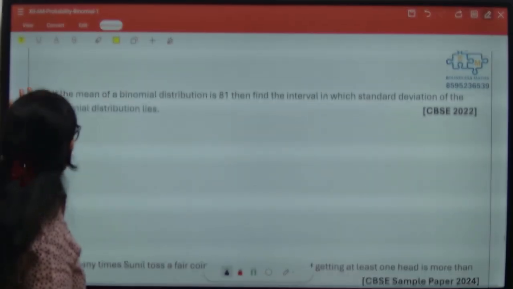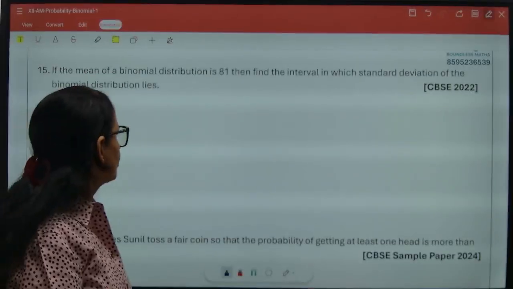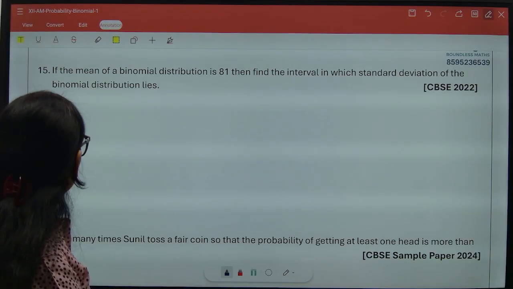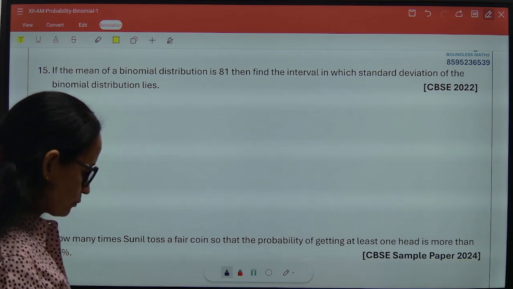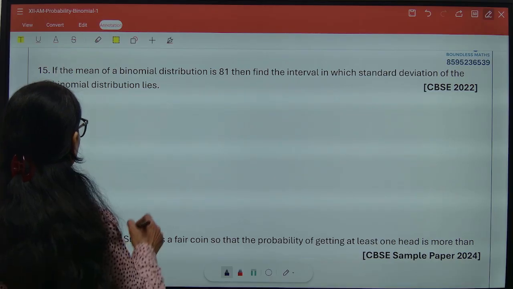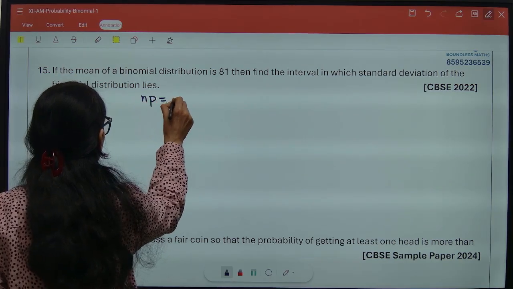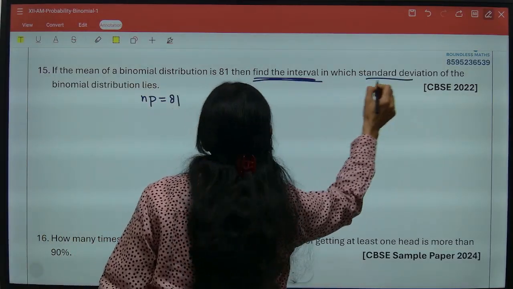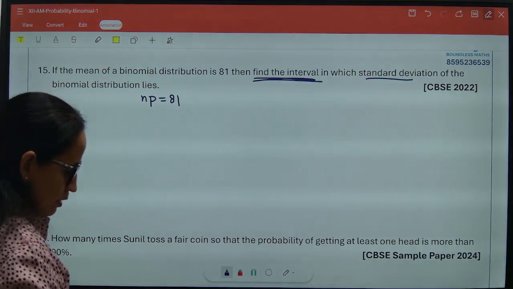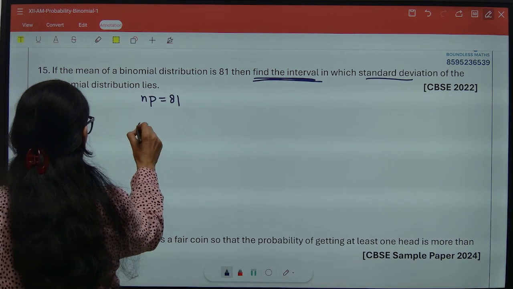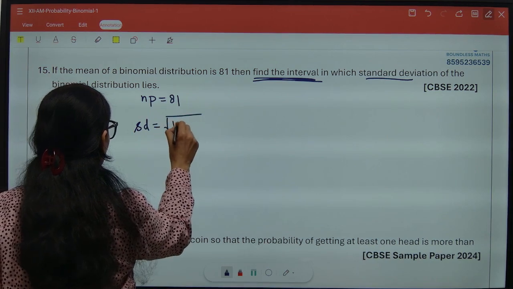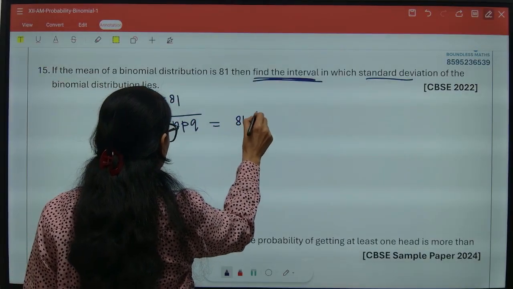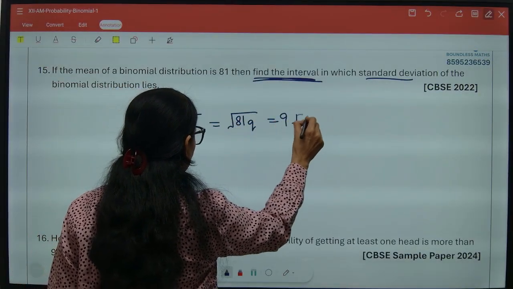So let's move to the next question. If the mean of a binomial distribution is 81, then find the interval in which the standard deviation of the binomial distribution lies. So you are given that the mean is 81. That means np is 81. You have to find the interval in which the standard deviation of the binomial distribution lies. So what is standard deviation? Standard deviation is square root of npq and we have np as 81. So let's put it here, square root of 81q, that becomes 9 square root q.